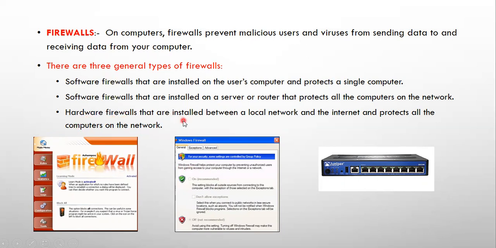Hardware firewalls are those that are installed between a local network and the internet and protect all computers on the network. So your hardware firewall looks like this. This is an example of a hardware firewall. It looks like a switch, but it's a physical protection between the local area network and the internet.